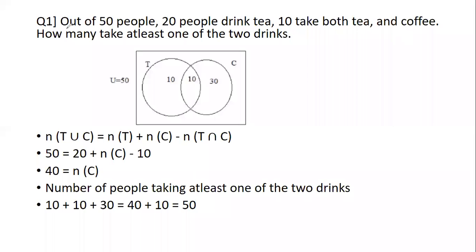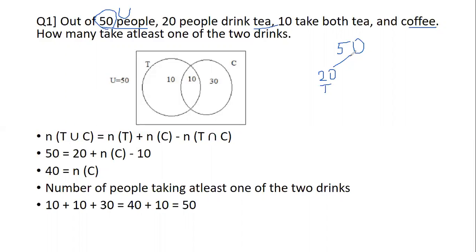Yeah. So out of 50 people, I told you 50 people will be your universal set. So they are saying that they have a total of 50 people, right? So 50 people are the universal set. Out of these 50 people, 20 people will drink tea. There are two beverages, tea and coffee. So 20 people are going to drink tea.